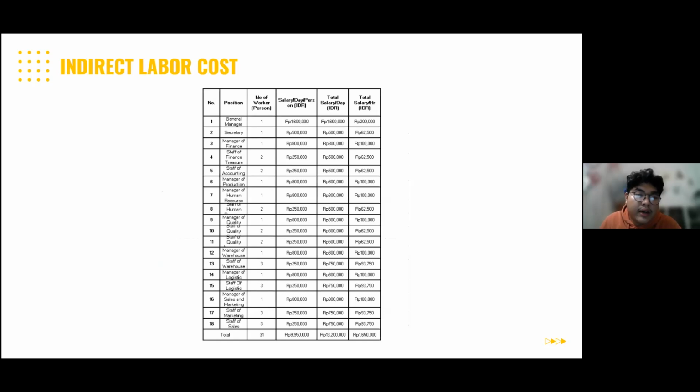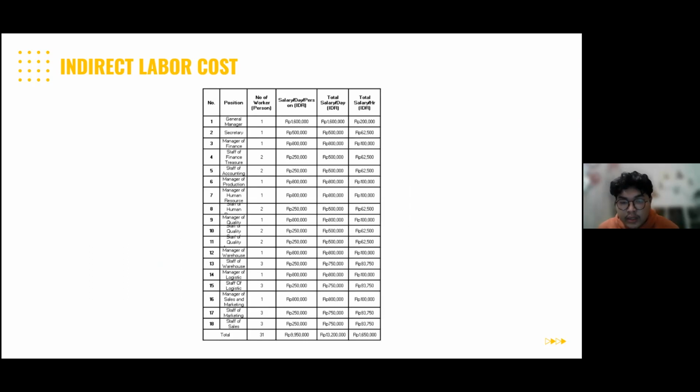Next, we have the indirect labor cost. We have 18 positions. For the first one, we have a general manager, a secretary, a manager of finance, staff of finance, staff of accounting, manager of production, manager of human resources, staff of human resources, manager of quality control, staff of quality control, and so on until staff of sales. This is the worker count we got.